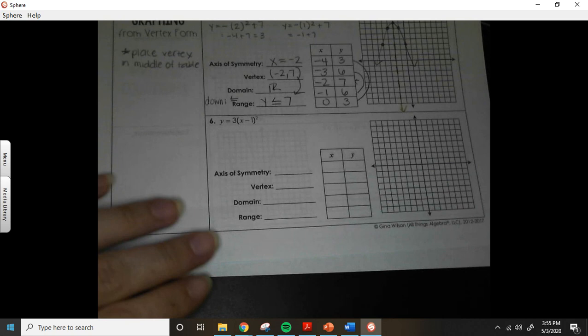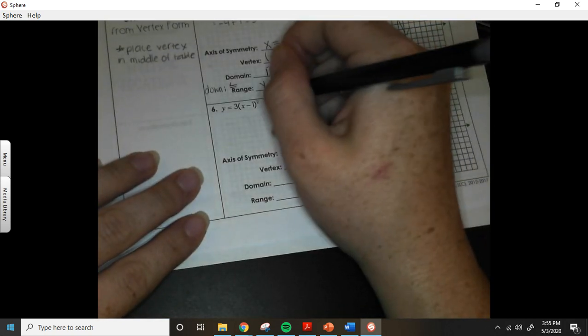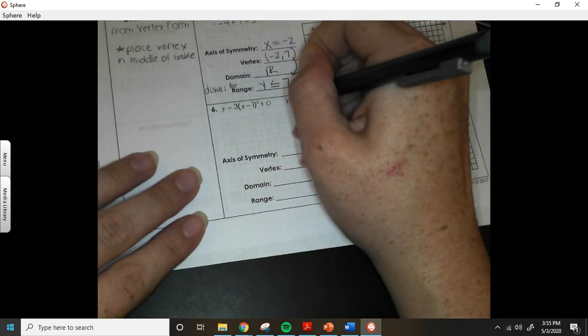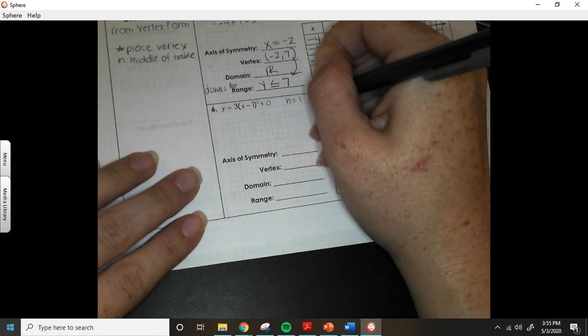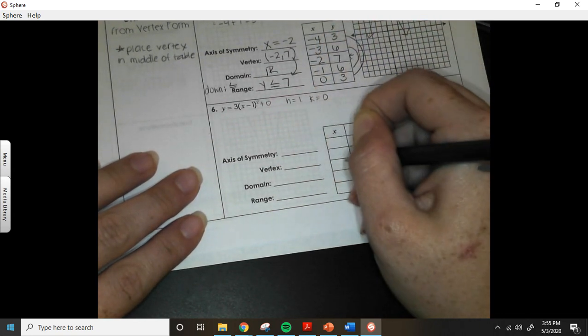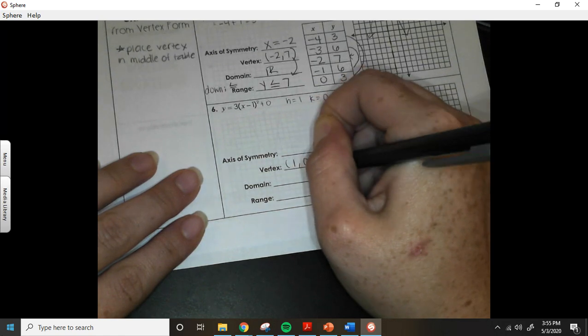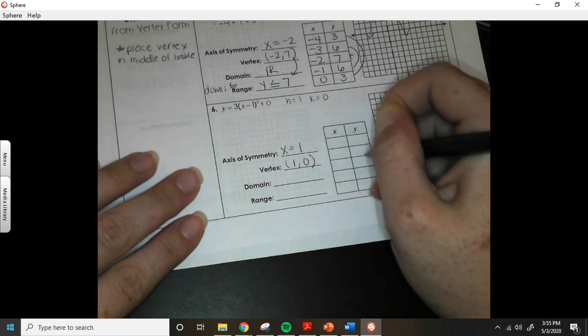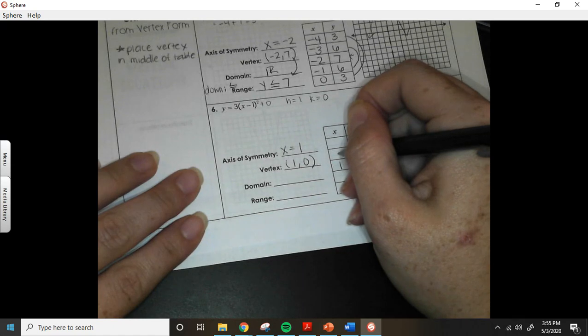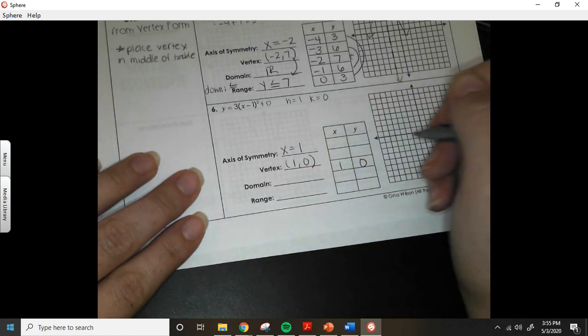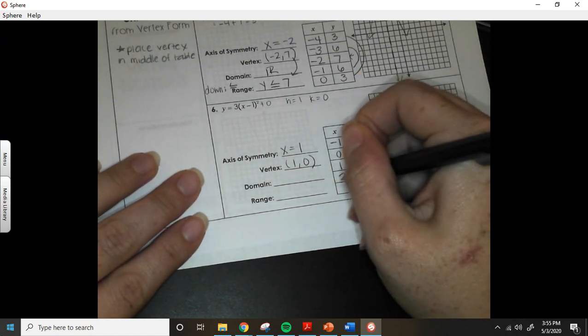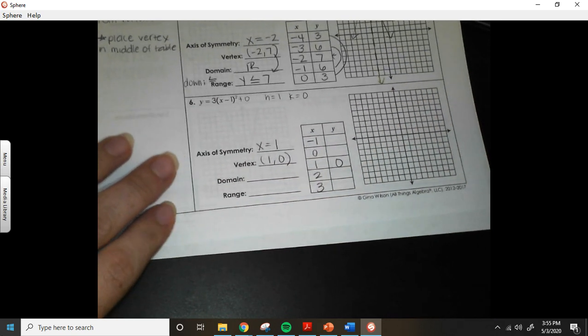Let's do number 6. This is the last one we're going to do just plain graphing without any other reason. We're going to talk about transformations next. So this one, we've got no k. This one's going to be 0 for k. So h is going to be equal to 1. K is 0. So 1, 0, axis of symmetry is at x equals 1. Then we're going to go to the left. So to the left of 1 is 0 and then -1, and then to the right is 2 and 3.